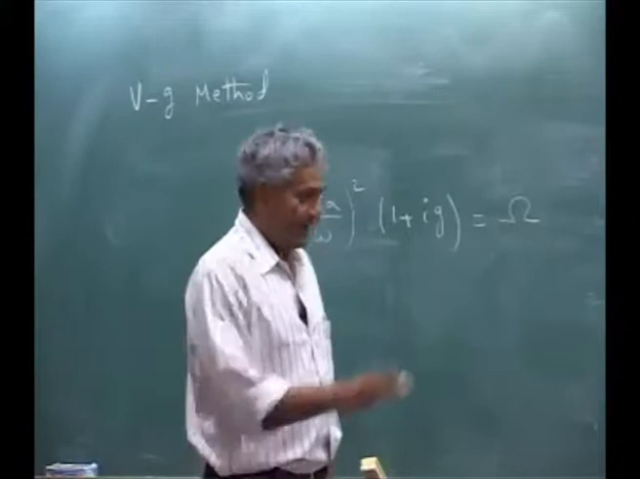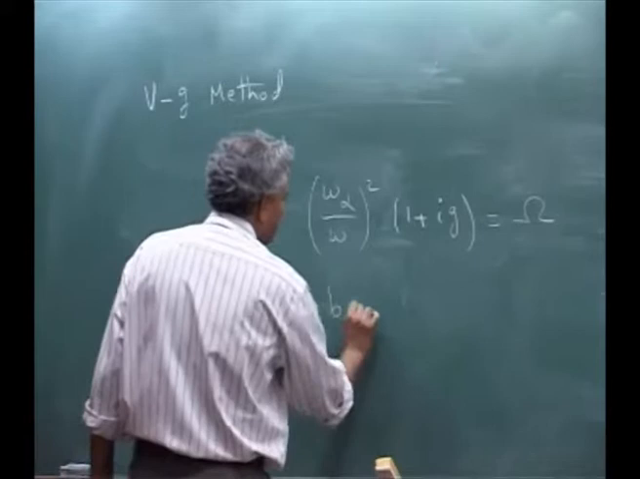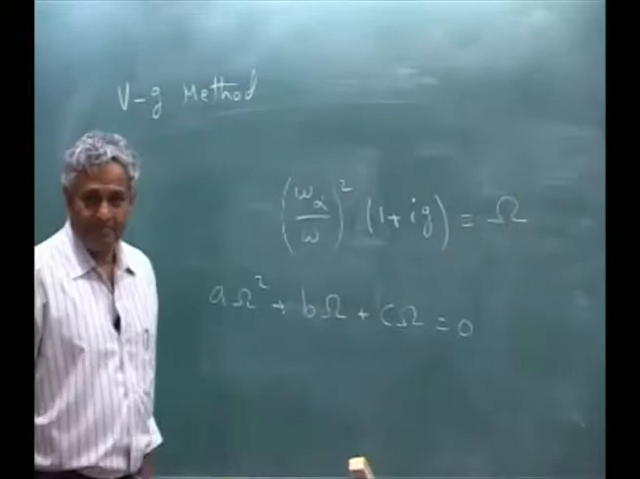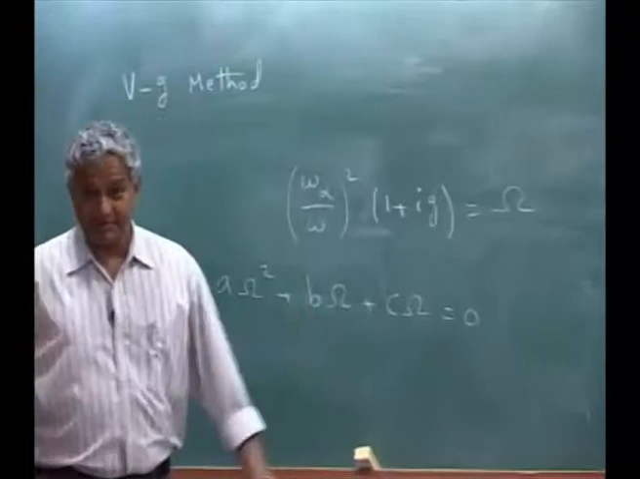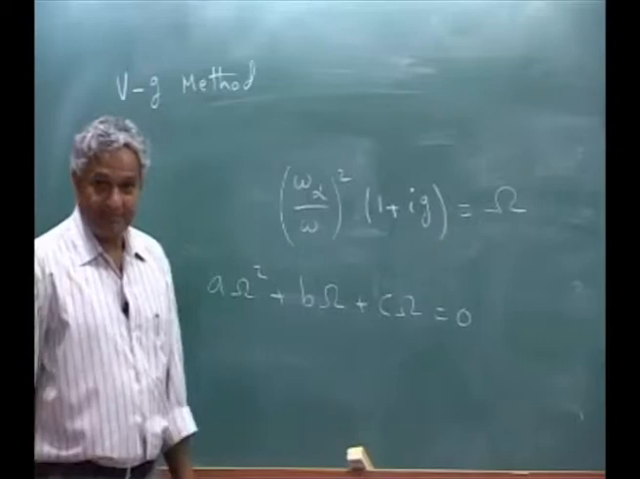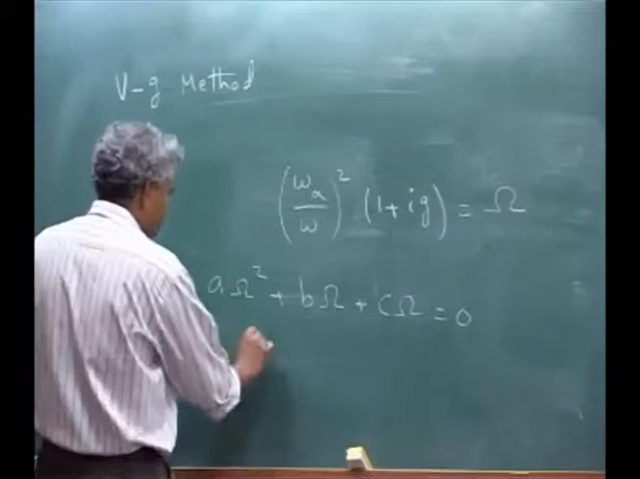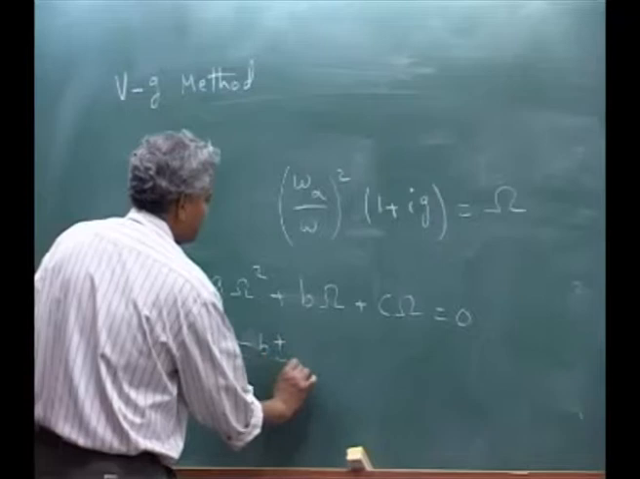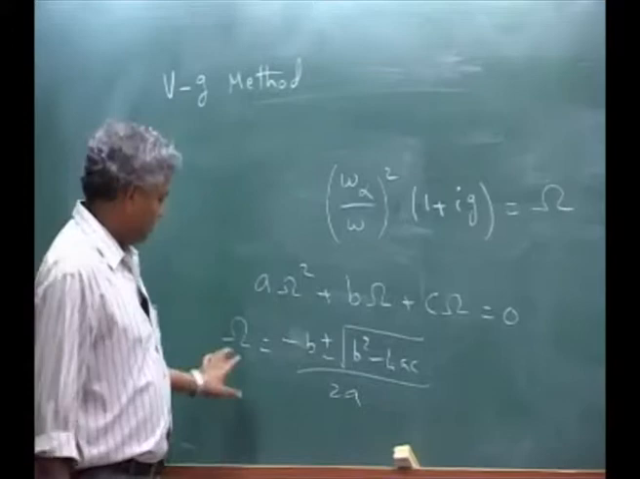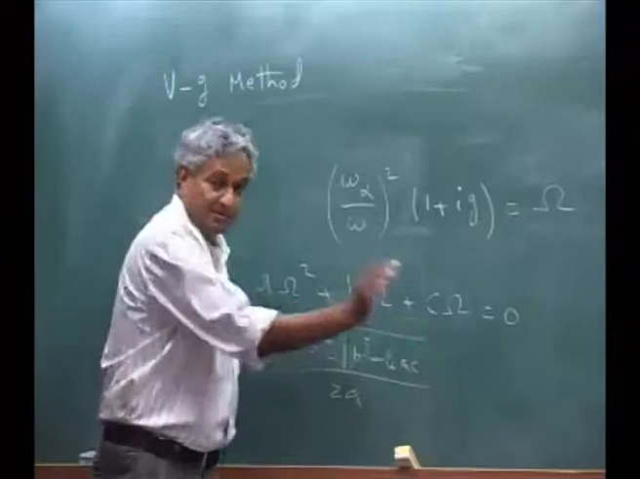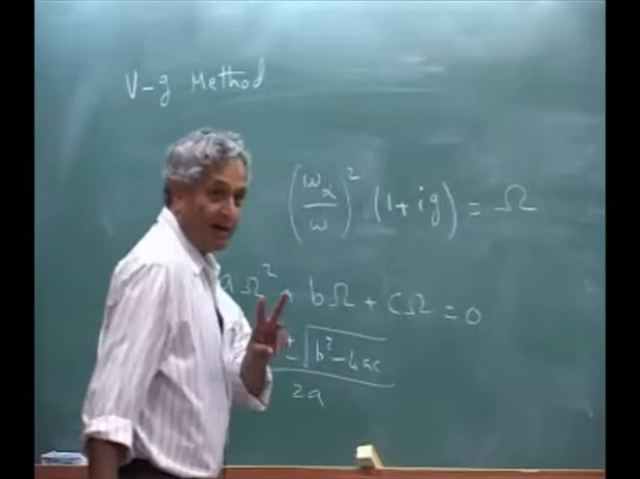Because you may have, say, A omega square plus B omega plus C equals 0. Right? Because this into this is omega square, right? Now, A, B, C are all complex numbers, okay? You know that omega is also a complex number. So, I will directly solve omega equals minus B plus or minus root of B square minus 4AC over 2A. So, I will have two roots, omega 1, omega 2, but they are complex numbers, because you just directly substitute the complex number.